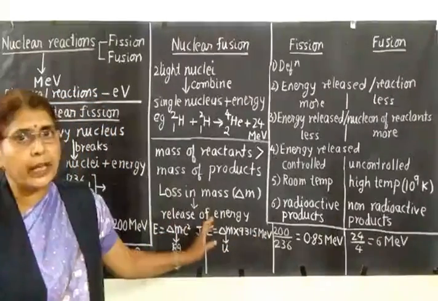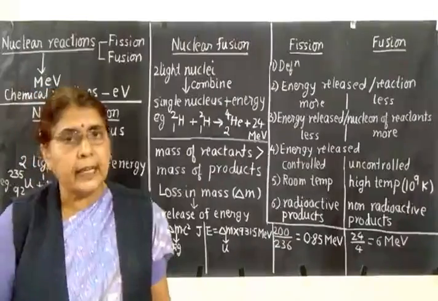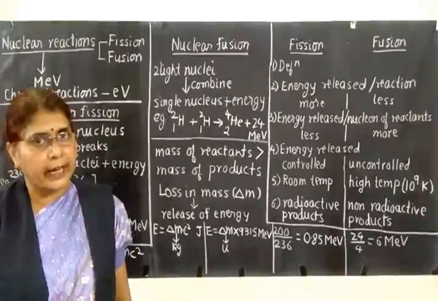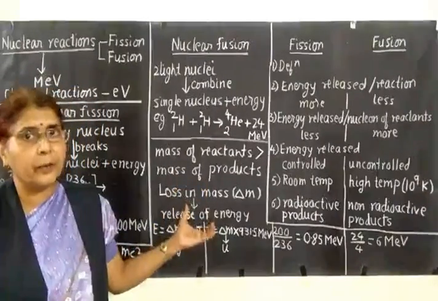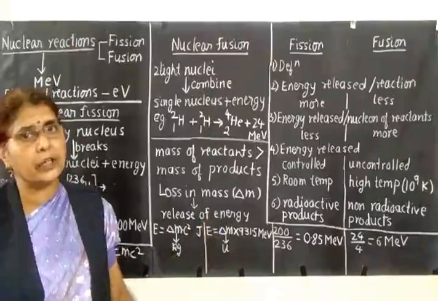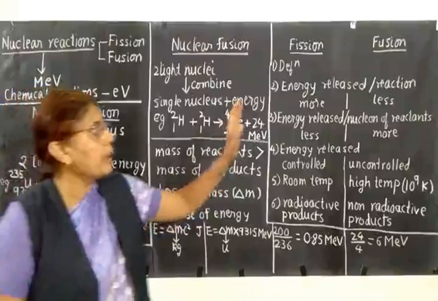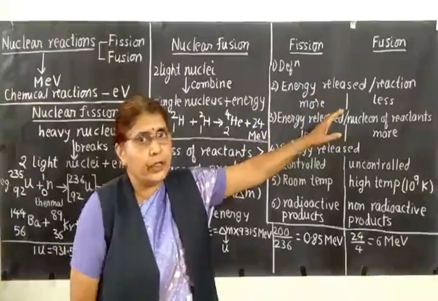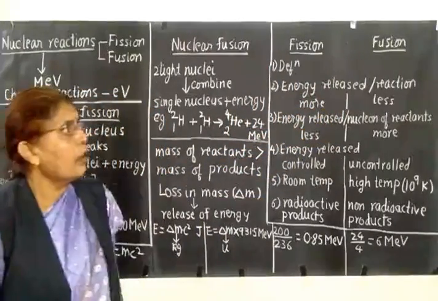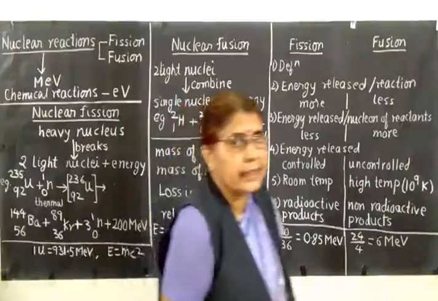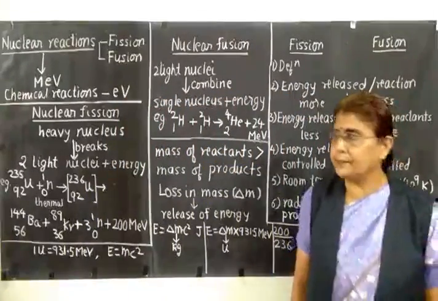So this is how you calculate the energy released in the nuclear reactions. So you can expect a 5 marks problem based on calculation of energy released. Now let us try to compare fission and fusion. So the first point of difference is the definition itself.